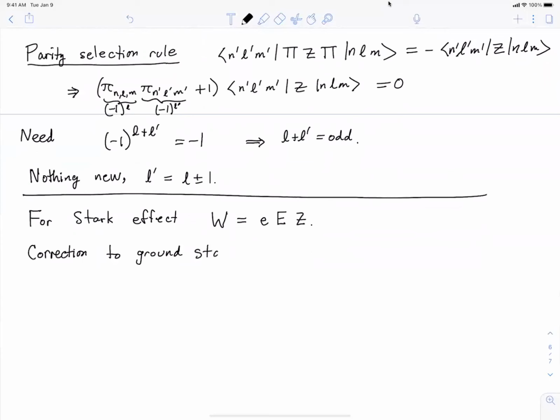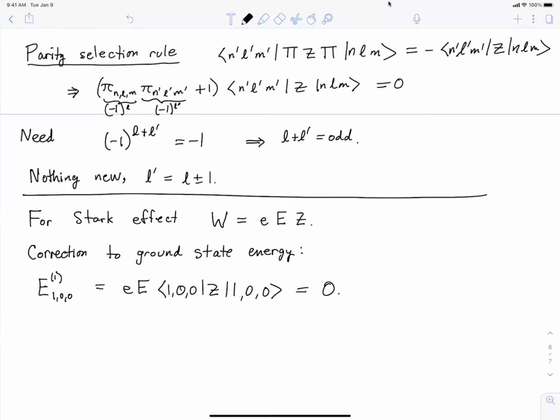Which is just the expectation value of that operator. But the expectation value of that operator in any state of the hydrogen atom is just 0. Okay, so the first order correction to the 1, 0, 0 state, which is the ground state, is little e times big E times this expectation value. And we just showed by selection rules that that just vanishes.